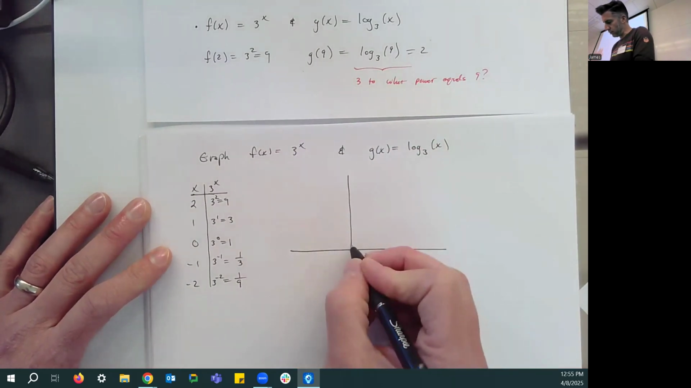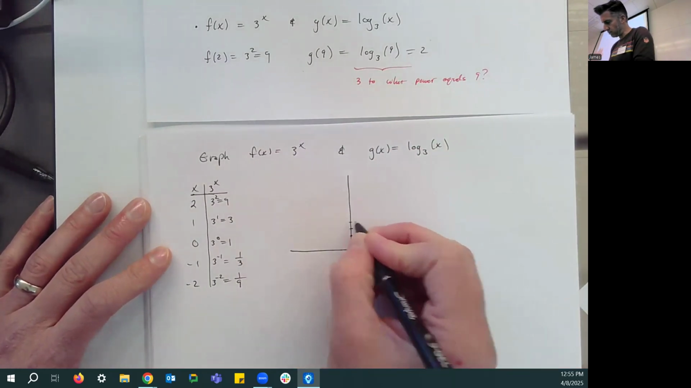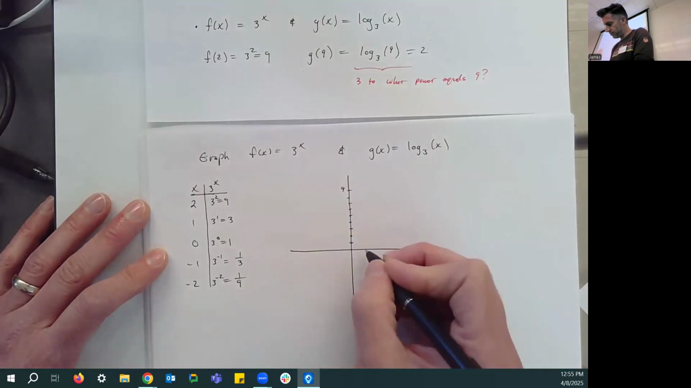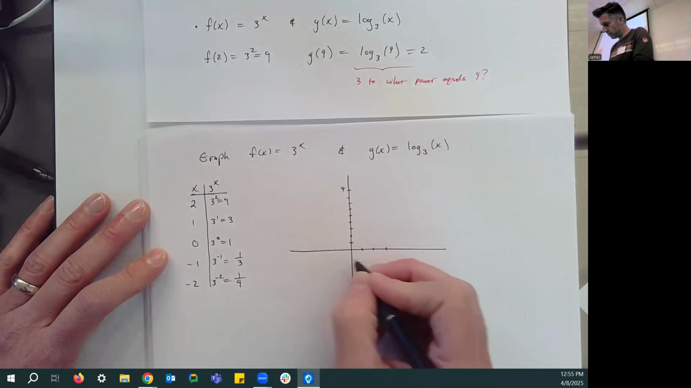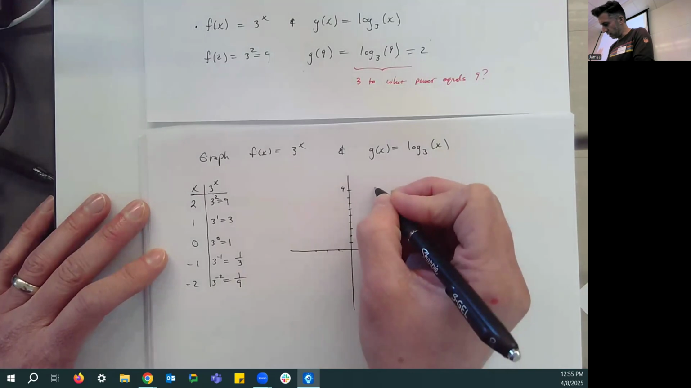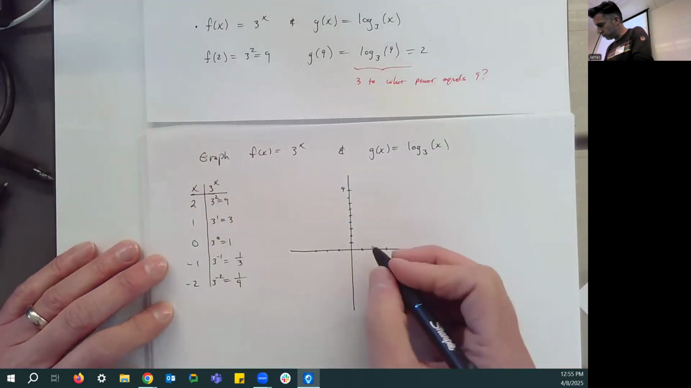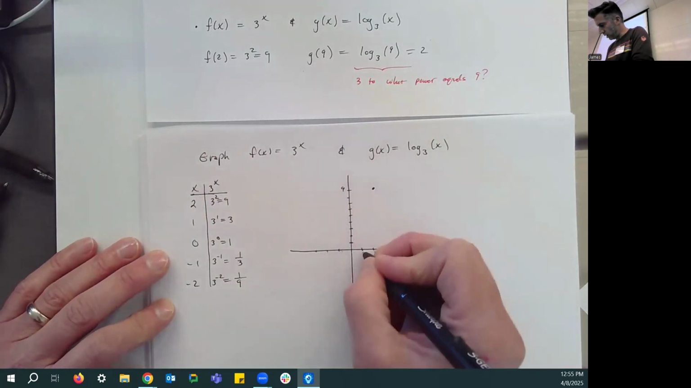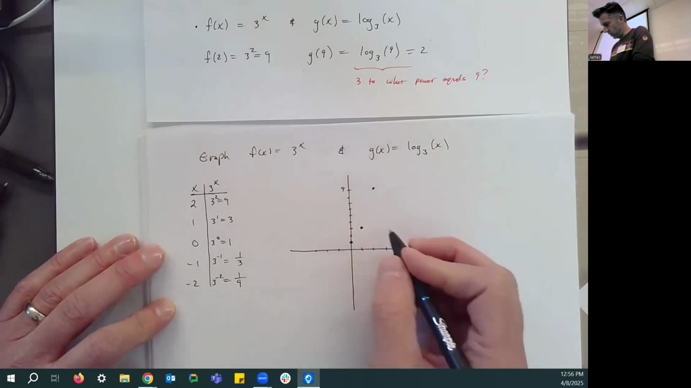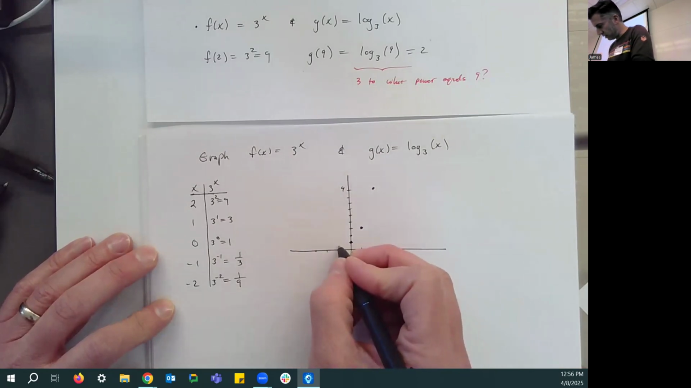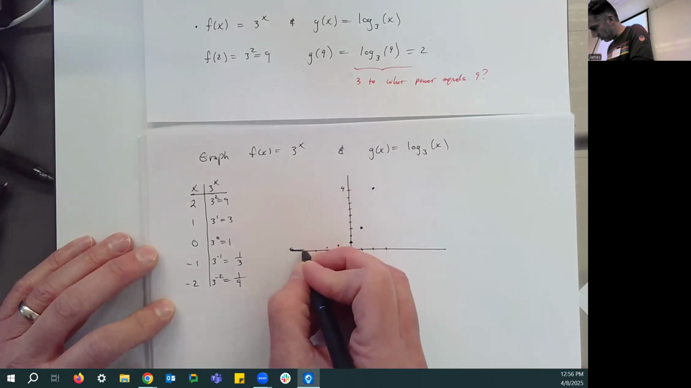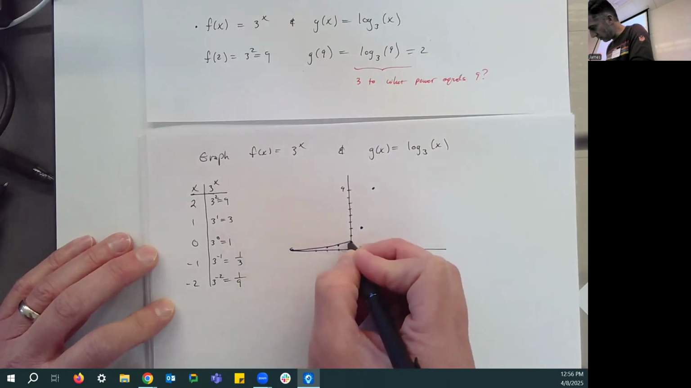So let's see. I'm going to try to make this look fairly decent. There's a high of 9. I get the point 2, 9. Let's use a nice color like blue. And 1 comma 3, 0 comma 1. These points to the left always seem like they're a little challenging. -1, 1/3, -2, 1/9. So this function has the usual exponential shape.